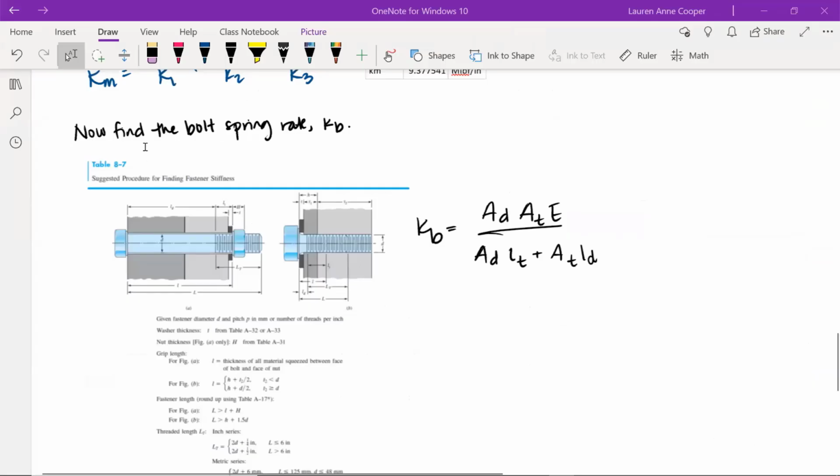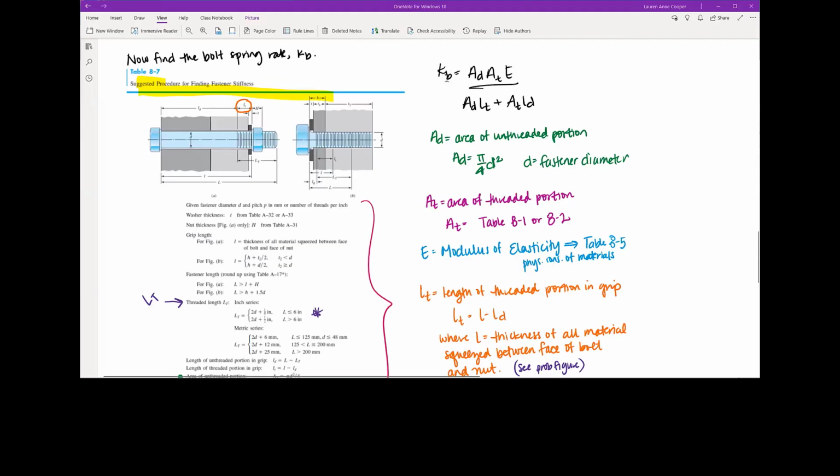So next we're going to find the bolt spring rate, KB. Here is our formula for the bolt spring rate, KB. It's equal to AD, AT, and we're going to go through each of these terms and how you obtain them. So AD is, again, the area of the unthreaded portion, and that's equal to pi over 4 times the fastener diameter squared. So in our case, the fastener diameter is 1/2 inch.